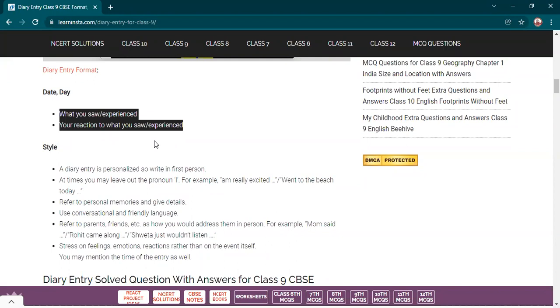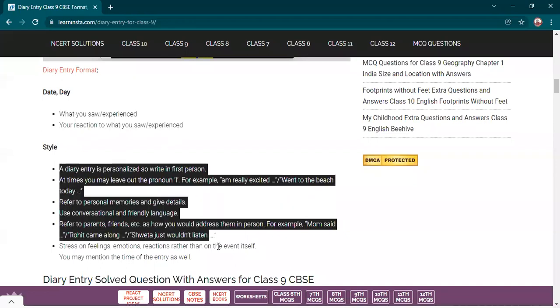If your diary entry is for 7 to 8 marks, then up to 1 page is sufficient, like 150 to 200 words. Writing more does not get more marks. Always remember, you have to write in a qualitative way as well, keeping the quantity in mind. So this is the thing: what you saw or experienced, and your reaction. Write the reaction in the second paragraph. Clear? Now let's read this.